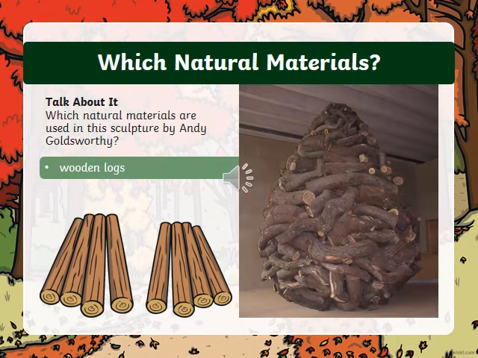Now, we've thought about materials before in our work in science over the last few months, but now we're going to think about natural materials. So those are materials that the world gives us. They are natural, they are not man-made. Okay, they're all around us. So, which natural materials are used in this sculpture that you can see here by Andy Goldsworthy? Tell your adult.